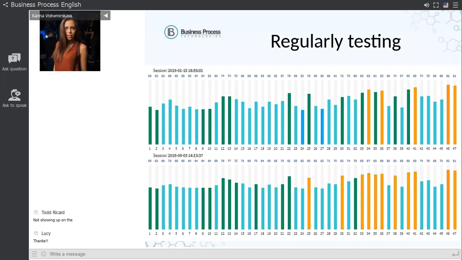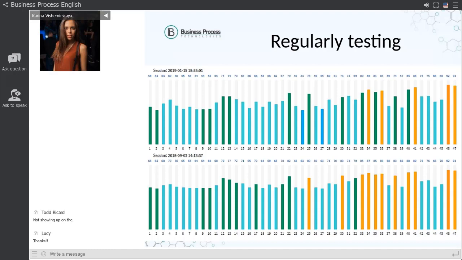For example, the test one above is made on the 15th of January for this person, and the other one, which is below, is made in September. So this is the difference basically between the tests. It's very important, and in our application you can compare the results at every stage. Okay, so this was the most difficult thing about our presentation.